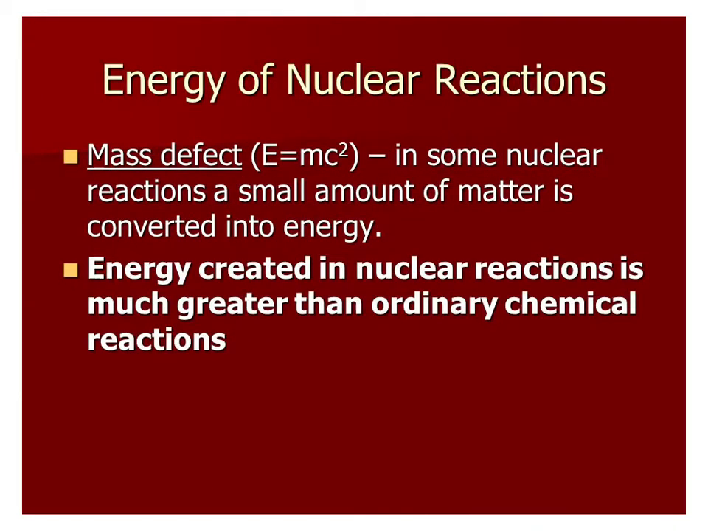Now here's an equation you've probably heard a lot of, but really don't understand what's going on, the energy of a nuclear reaction. This is Einstein's equation, E equals mc squared. And this is what they call the mass defect. In some nuclear reactions, a small amount of the matter is actually converted into energy, right? Now this kind of goes against the idea that we can't create or destroy matter. But now we're telling you that you can take some of the matter that we said you can't create or destroy and convert it into energy, right? Very small amount. But the energy created in a nuclear reaction is hugely greater than in ordinary chemical reactions.